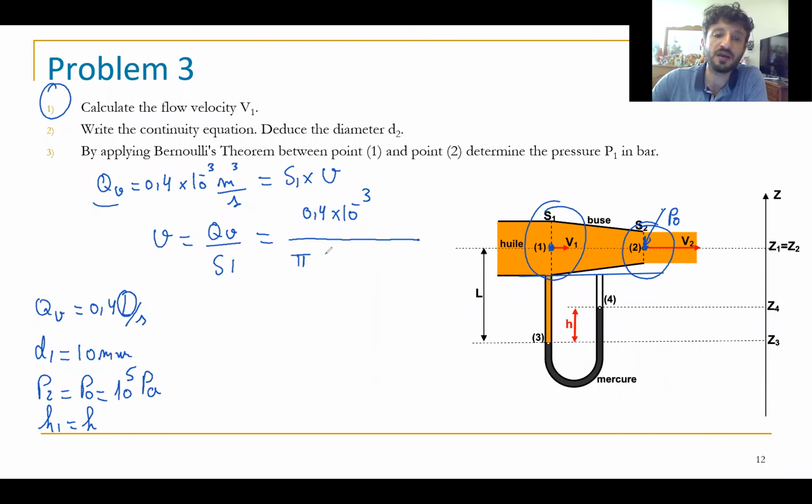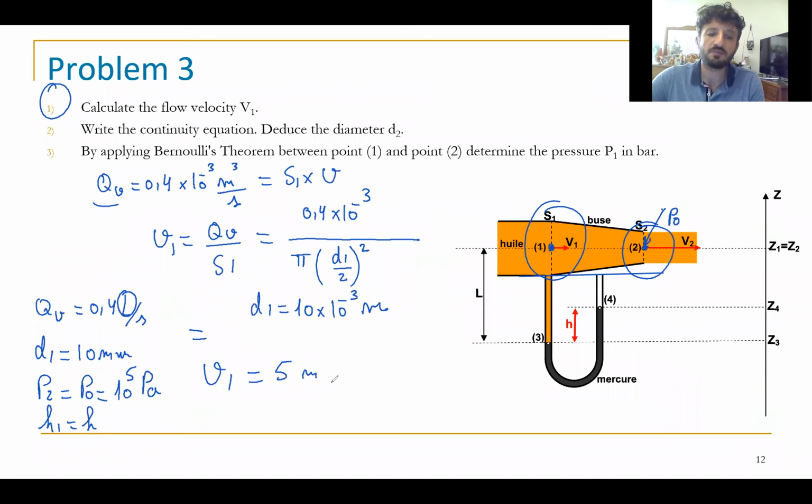You know S equals pi times diameter d1 over 2, squared. Here d1 equals 10 times 10 power minus 3 meter. We can calculate v1, where v1 equals 5 m per second. This is the value of v1 inside. So we calculated v1 by using Q equals S times V.